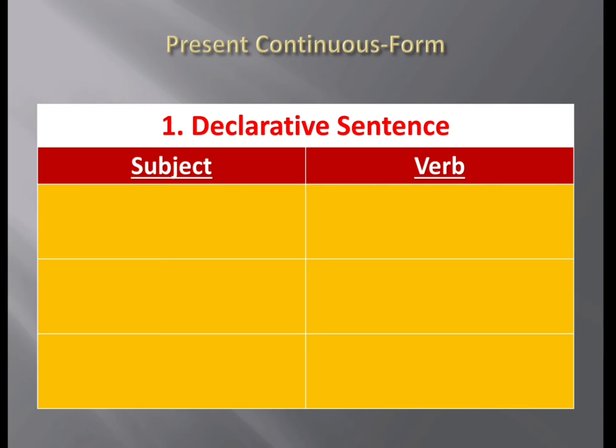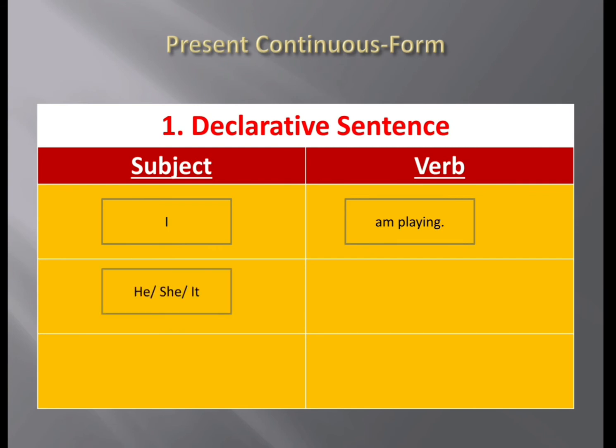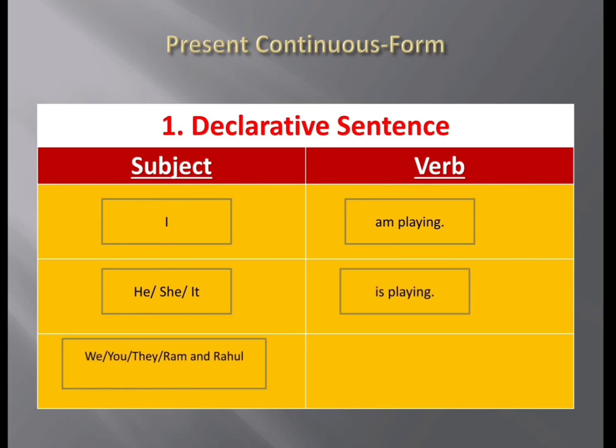So let's frame declarative sentences in present continuous form. The first sentence is I am playing, where the subject is I and the verb is am playing. With the singular subjects like he, she, it, we use is playing as the verb. And with the plural subjects like we, you, they, Ram, and Rahul, we use are playing as the verb. So these are all declarative sentences that are in present continuous form.